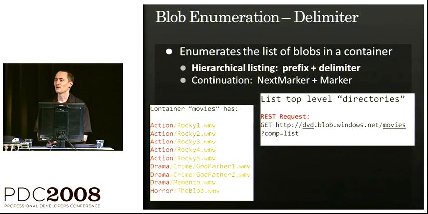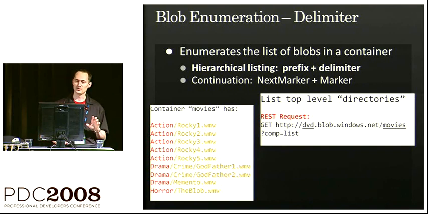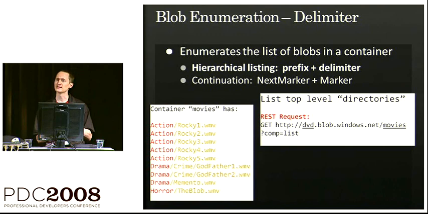Okay, the next part I want to show is treating the blob namespace as a hierarchical namespace which you can enumerate over. So assume we have all of the movies shown in the movies container on your left. If you did the request shown on the right, which is a get request on the movies container, and you specify list, this will list all the blobs shown here on the left.